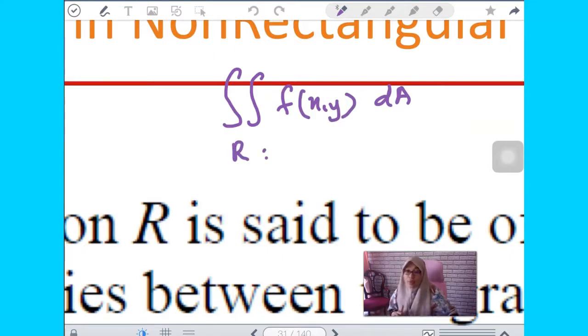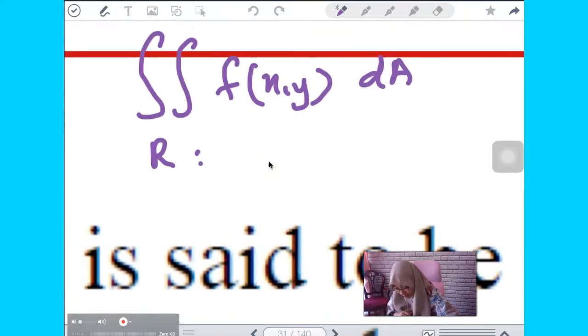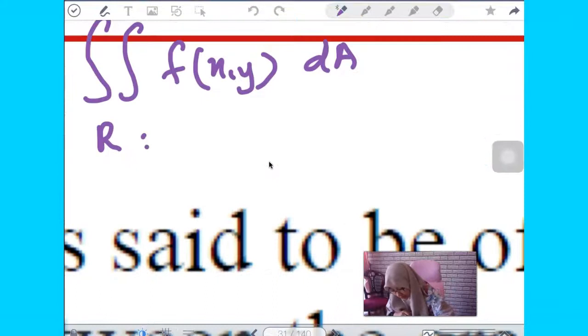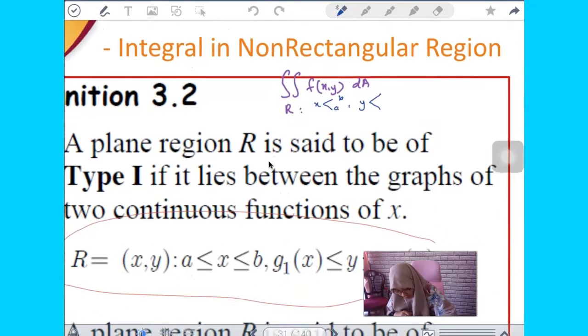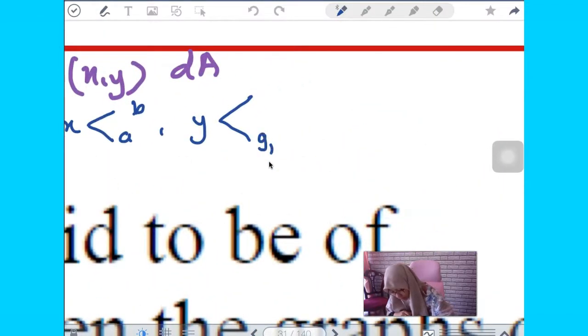Now, what does the region look like? You must have the information provided. If there is no information provided, then you can claim that the question is incomplete and you cannot solve it. Based on the information provided, it states that the limit of x is from a to b, which is constant. We have x constant, and then the limit of y is a function. In general, we put g1 and g2, so g1 is the lower bound and g2 is the upper bound. In this case, g1 and g2 are functions of x.